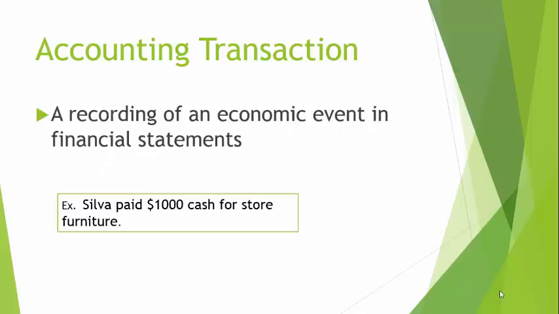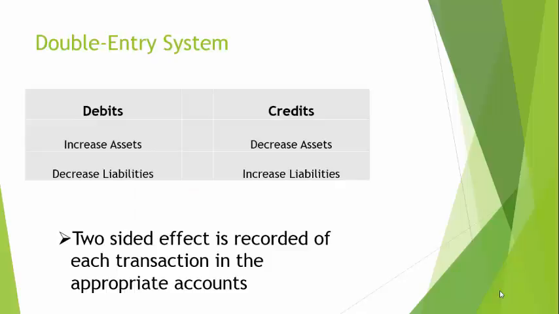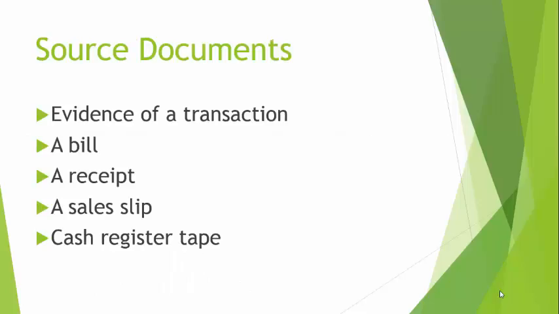An accounting transaction is an event that requires recording in the financial statements because assets, liabilities, stockholders' equity, revenues, and expenses are affected. A T account is the basic form of an account, where one posts the debits on the right side and the credits on the left side. Each transaction always affects 2 accounts, which is why in accounting the double entry system is used, where the dual effect of each transaction is recorded in the appropriate accounts. It is an elaboration to the T accounts.